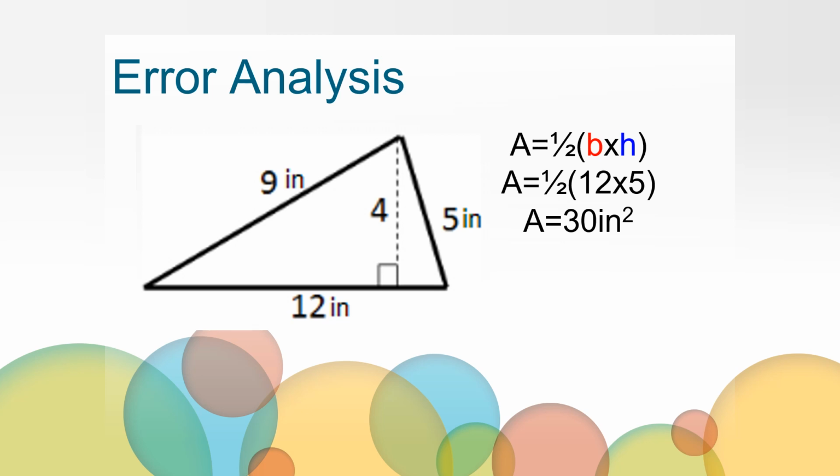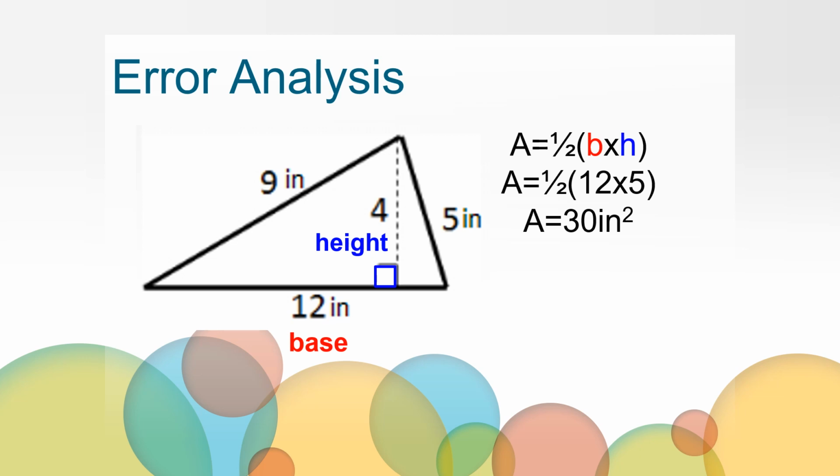Jason used 5 inches as the height of the triangle. We can call 5 inches a side of the triangle, but it is not the height of the triangle. 4 inches is the height of the triangle because it is perpendicular to the base. The base of the triangle is 12 inches. So when we look back at that height of 4 inches, it is the distance from the base to the highest point on the triangle.